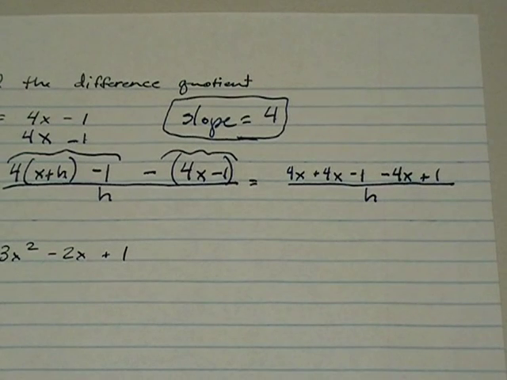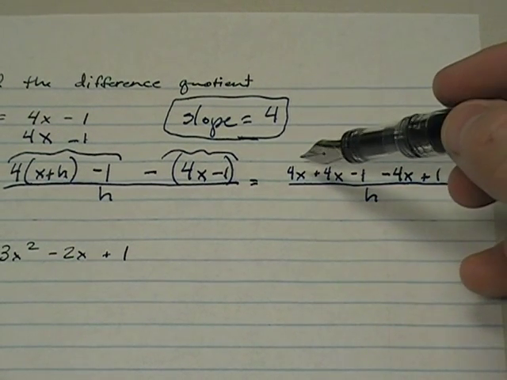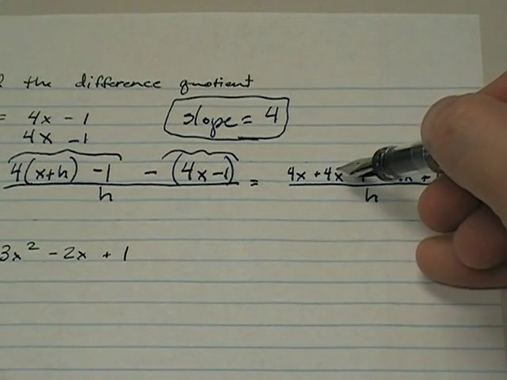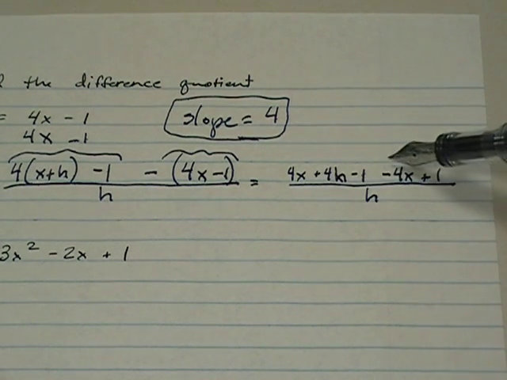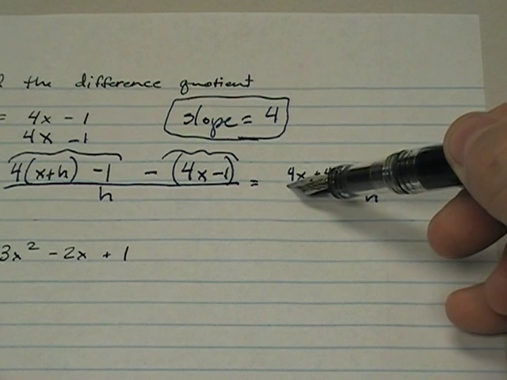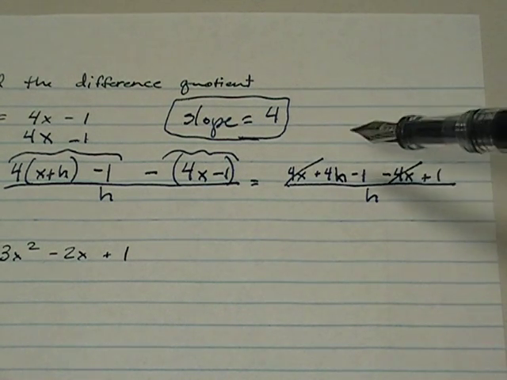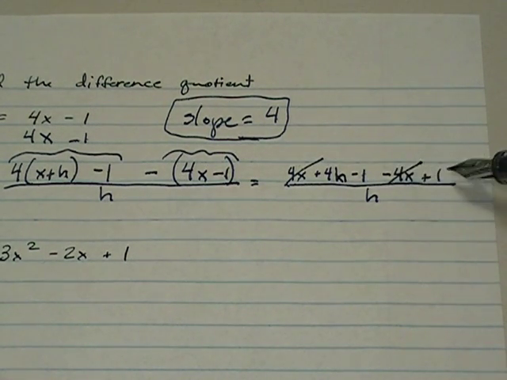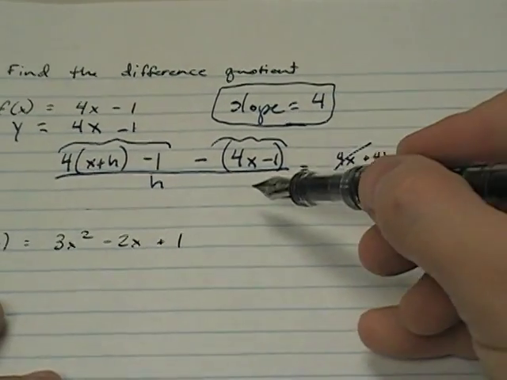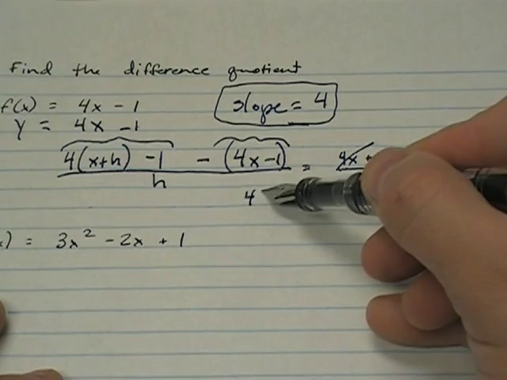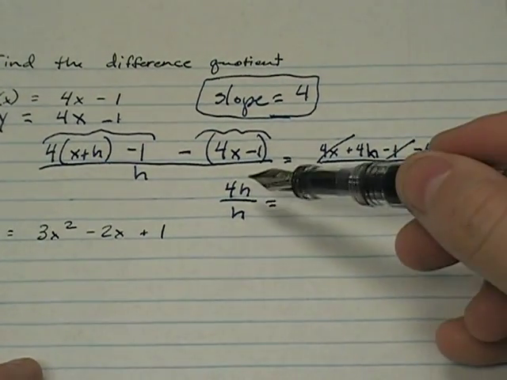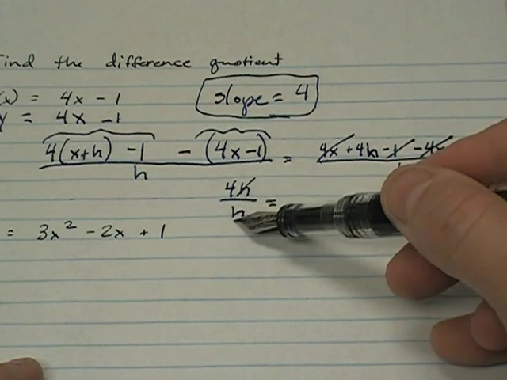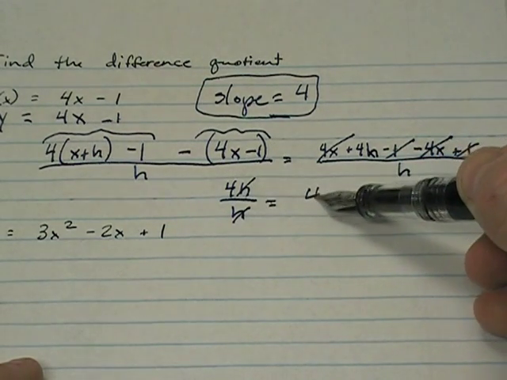Okay? And of course, what do we know? Well, I've got 4x here, whoops, that's supposed to be an h. I've got 4x here, and I've got minus 4x here. What's going to happen? They're going to cancel. I have negative 1 here, and I have positive 1 here. They're going to cancel. What do I find myself left with? I'm left with 4h over h. Well, what happens to h over h? Cancels.